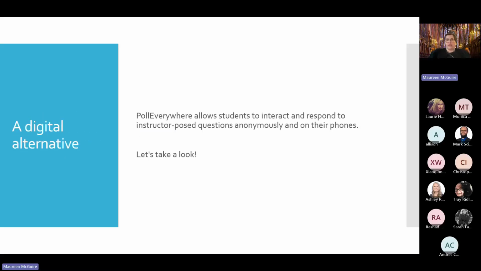So Poll Everywhere allows students to interact and to respond to instructor-posed questions anonymously and on their phones. I will take a moment here to look at Poll Everywhere, but I also wanted to gesture towards the fact that I was really frustrated with students being on their phones in class. So this actually allows me to acknowledge, yes, you have your phone and you are looking at it. But now we're going to use it constructively in class and you can actually function in class using your phone. So it's kind of a benefit.